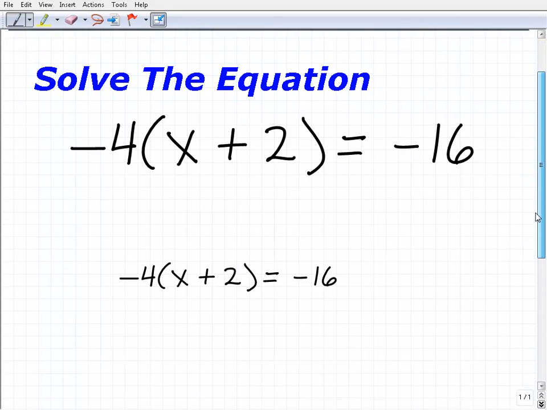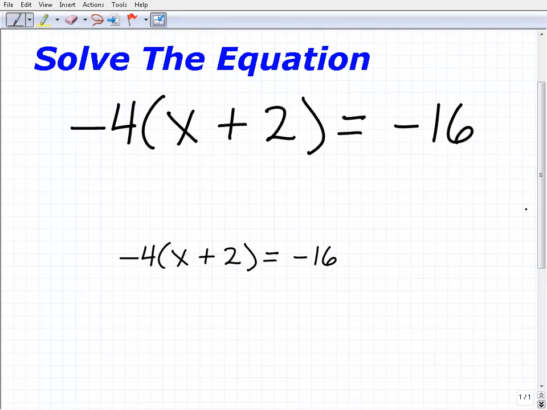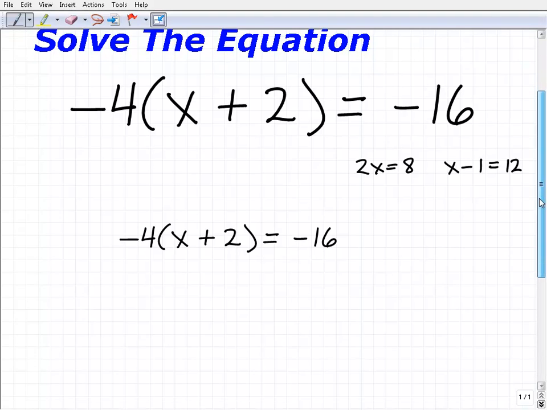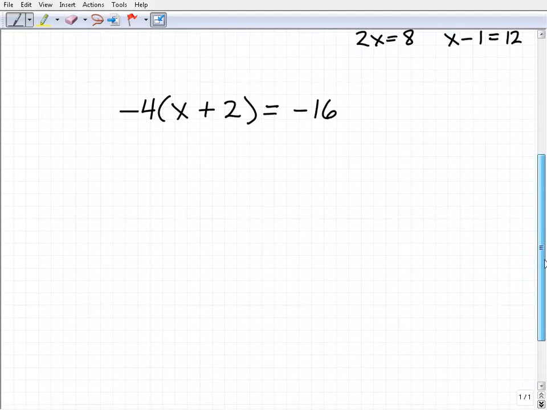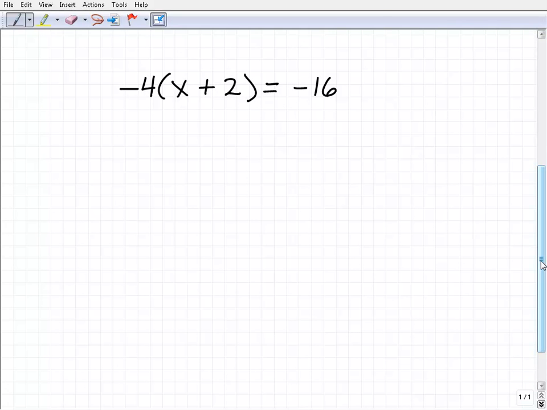All right, so if you're doing equations like this, it's really important that you know how to solve the real basic equations, like, for example, let's say 2x equals 8, or x minus 1 equals 12, things like that. So if you don't know how to solve those basic types of equations, you really want to go back and review to make sure you know how to do that. Let me go ahead and walk you through the steps to solve this equation.